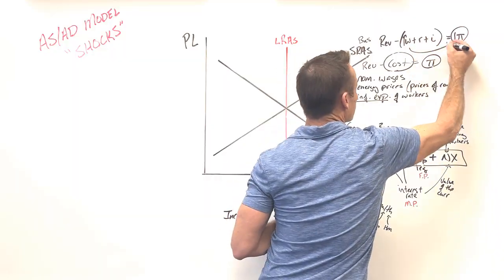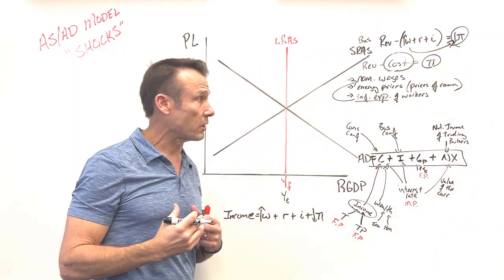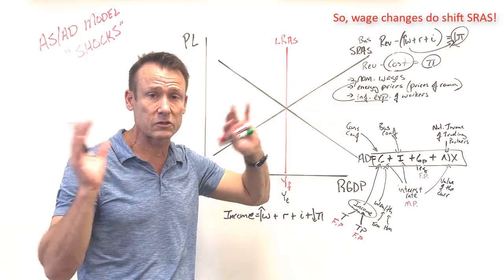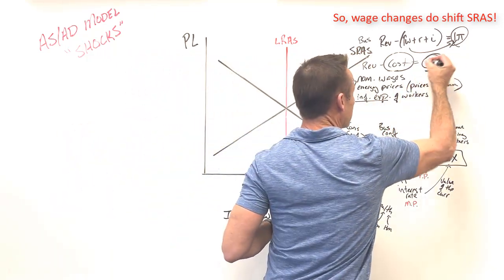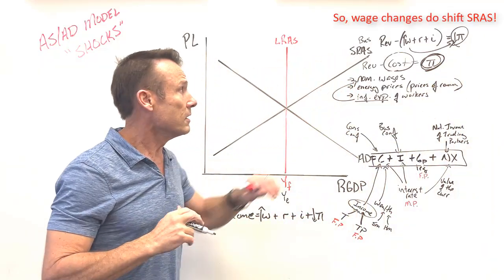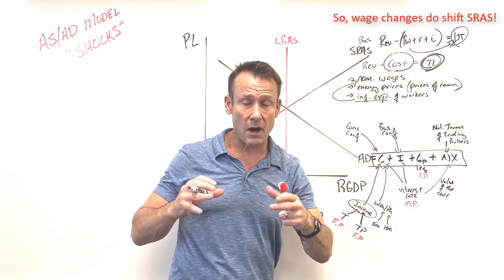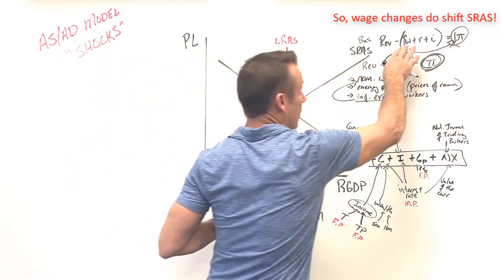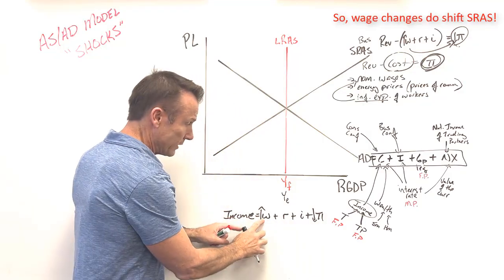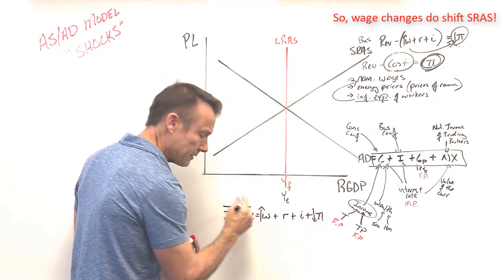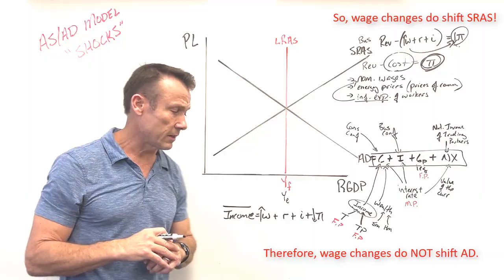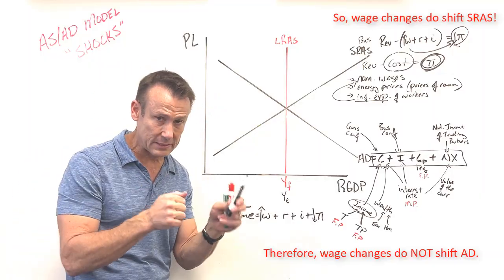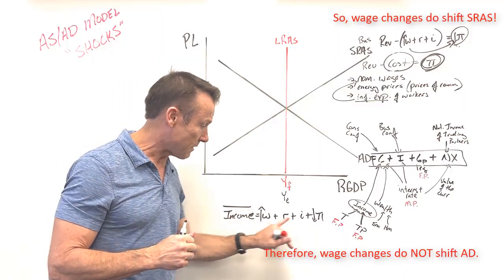So wage changes do change the profitability of production, so they absolutely shift the SRAS, because what causes us to produce more or less? Changes in profitability. So wages do affect the profitability of businesses, and we're going to shift the SRAS. But as we just saw, when wages go up, profits go down, and income doesn't change. Now, there is some complexity here when you get to the differences between MPCs of people that get a lot of income from profit versus wages.